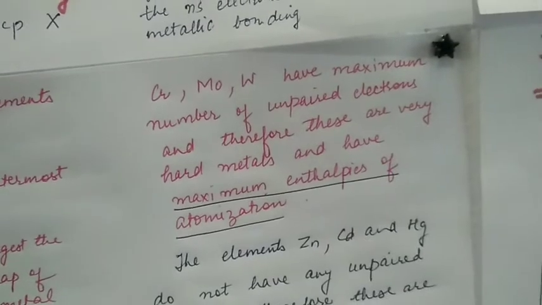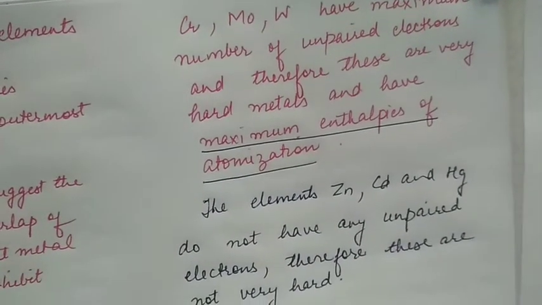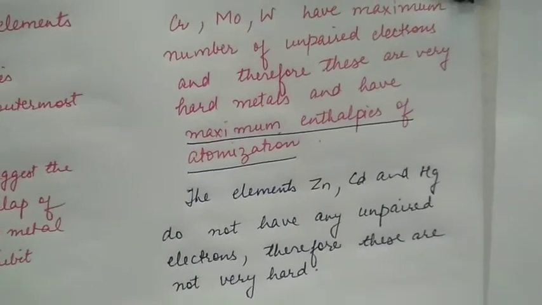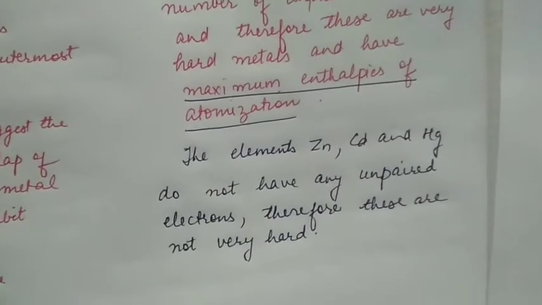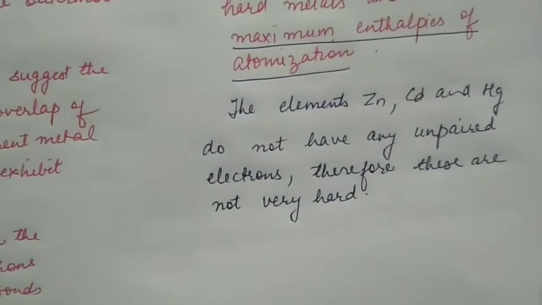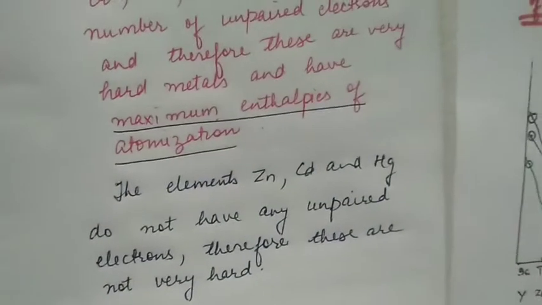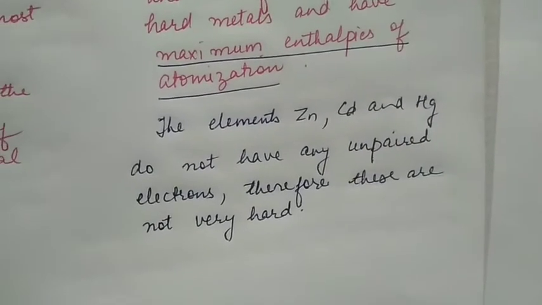So out of these, chromium and molybdenum and tungsten have the maximum number of unpaired electrons, and therefore these are very hard metals and have maximum enthalpies of atomization. On the other hand, the elements zinc, cadmium and mercury have no unpaired electrons, so these are not very hard. They are considered soft metals.